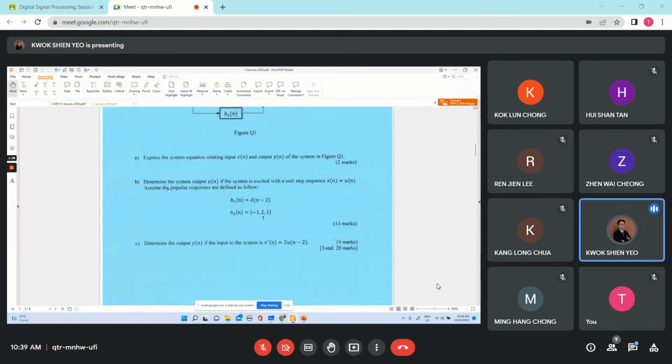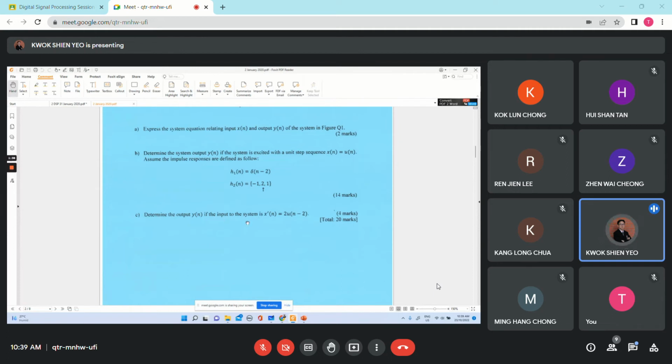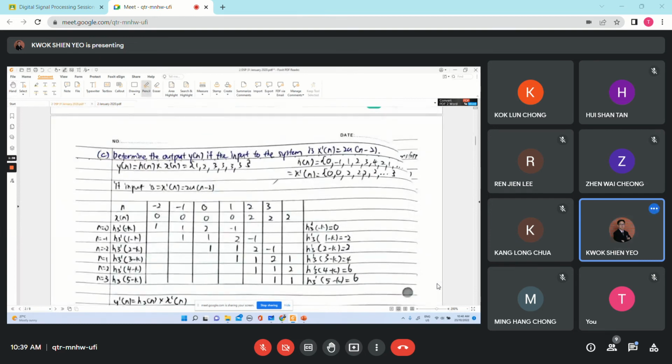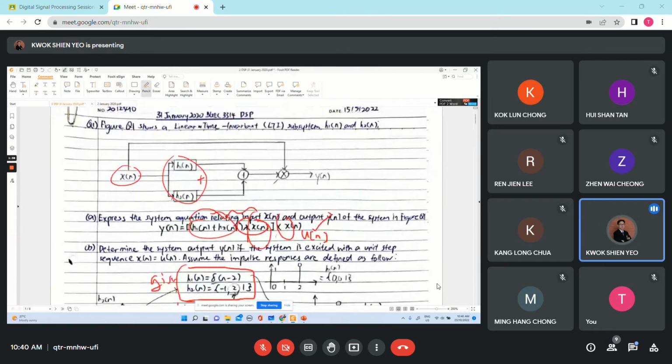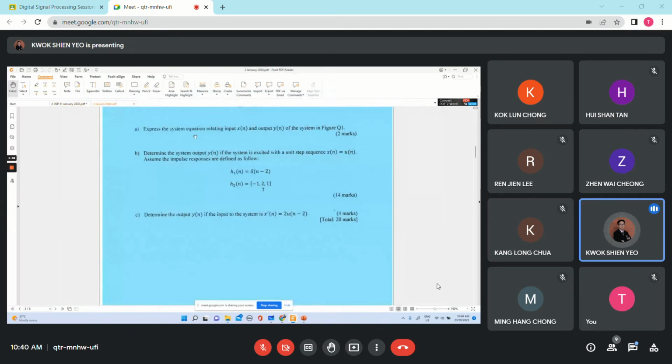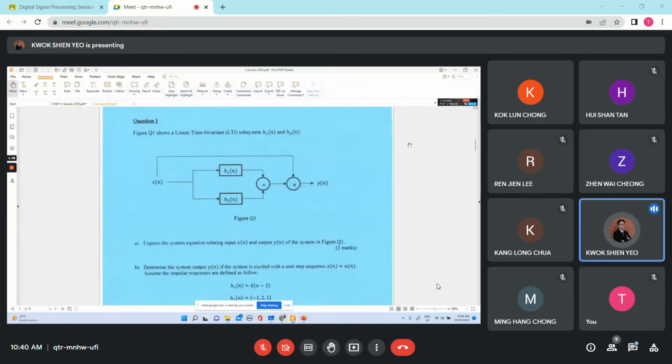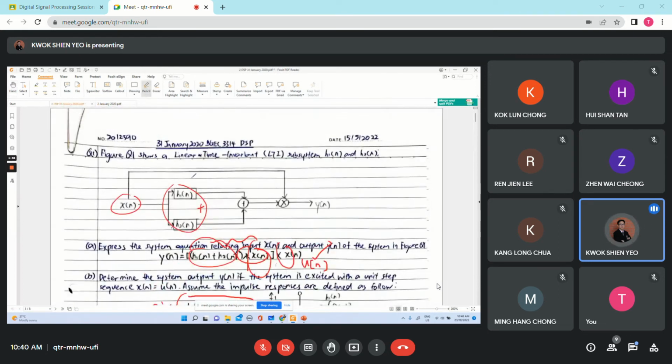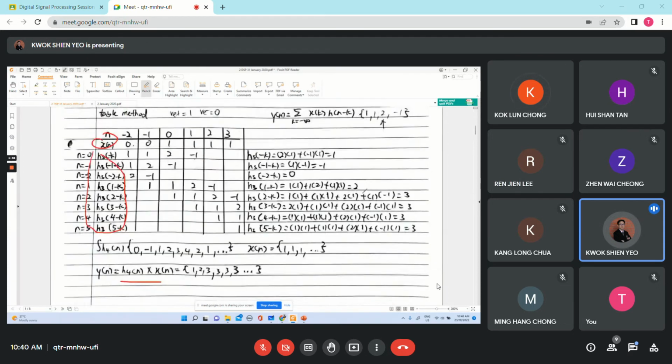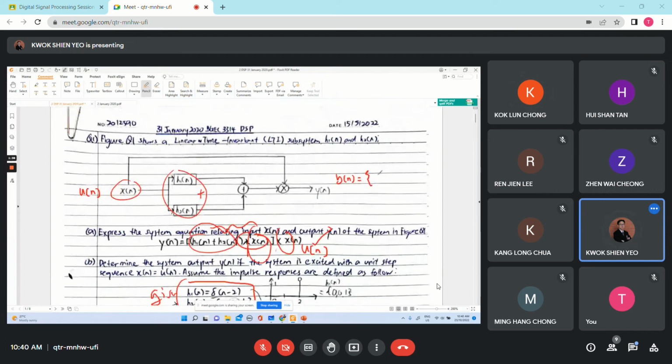How about B? Determine the system output if the input is changed to this. Before this, xn is un, right? So I write here. So before this is the un. Then you do all the hard work, then you get your yn equals 1, 2, 3, 3, 3.